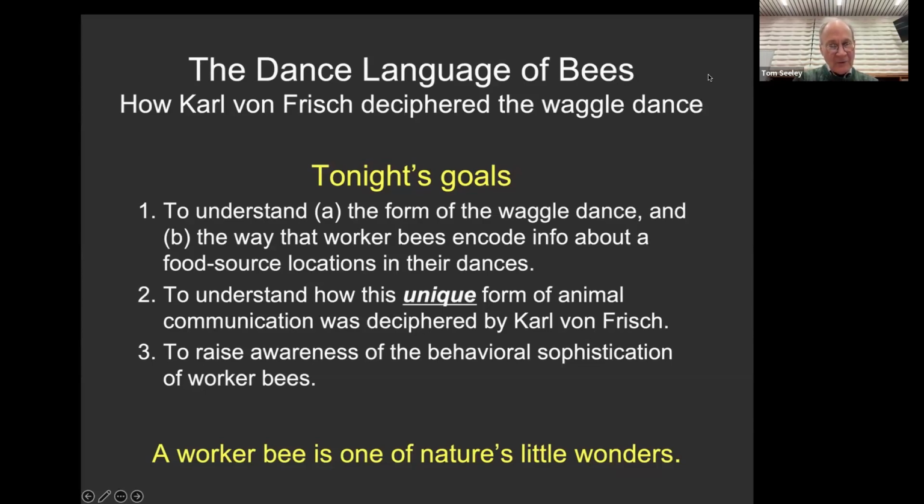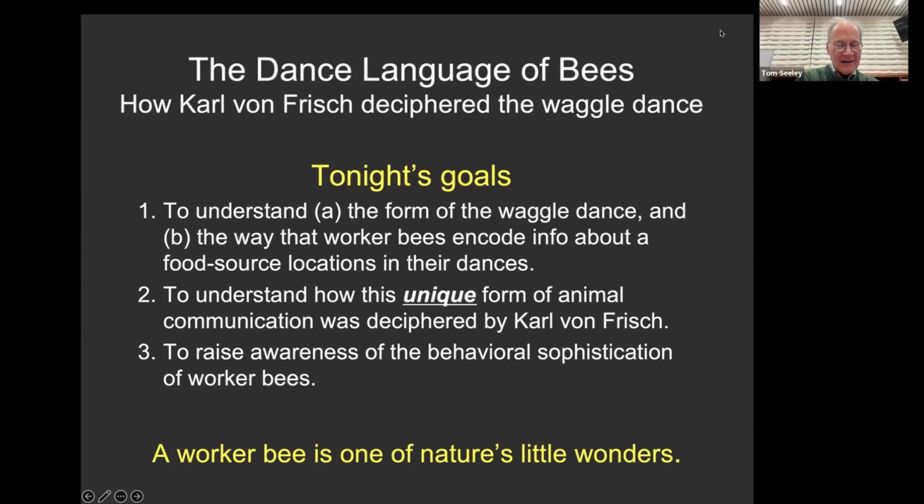First, to understand the form of the waggle dance and the way that worker bees encode information about a food source location or locations in their dances. Secondly, to understand how this unique, and I emphasize unique, form of animal communication was deciphered by Carl von Frisch. It took him many decades to do it.